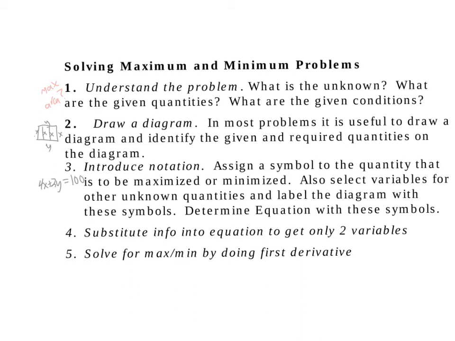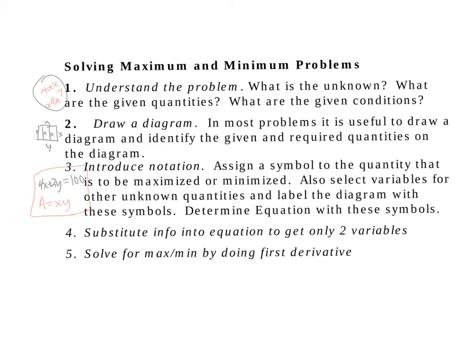So that would be our one equation, but again we'll go back to the beginning. We're trying to solve for maximum area, so our area would be x times y in this case. So those would be the two equations we would be working with. Step 4 says substitute info into the equation in order to get only two variables. So we have x and y in one equation, and area and x and y in the other.